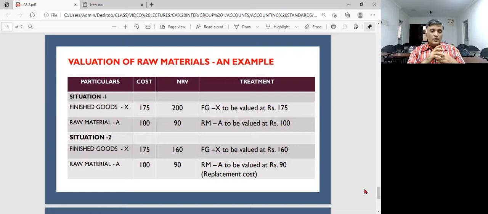Take situation 2, 175 and 160. My finished goods are now getting valued at NRV of 160. Straightforward, then you need to value your raw material at 90 rupees only, which is the replacement cost. Look at that: 175, 160, then 100 and 90. So it's very important that you value the raw material at NRV, which is nothing but the replacement cost. The reason is the finished goods of which A is a part is getting valued at NRV. So you need to adopt the same methodology for the raw material also.